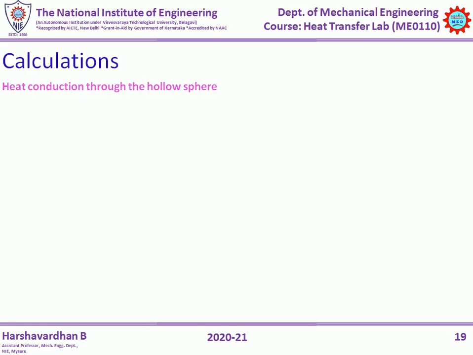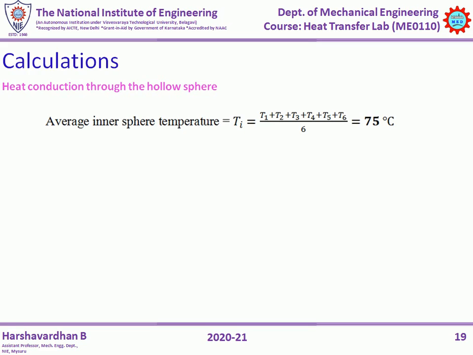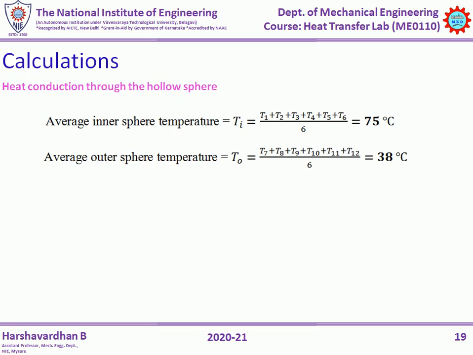So for that steady state equation to be used, first we have to calculate the heat conduction occurring through the hollow sphere. In order to find the heat conducted through the hollow sphere, first we have to find the inner sphere temperature and outer sphere temperature by taking the average of the first 6 thermocouple readings. When we take the average of the first 6 thermocouple readings, we will get Ti, and when we take the average of thermocouple 7 to thermocouple 12 readings, we get the outer sphere temperature.